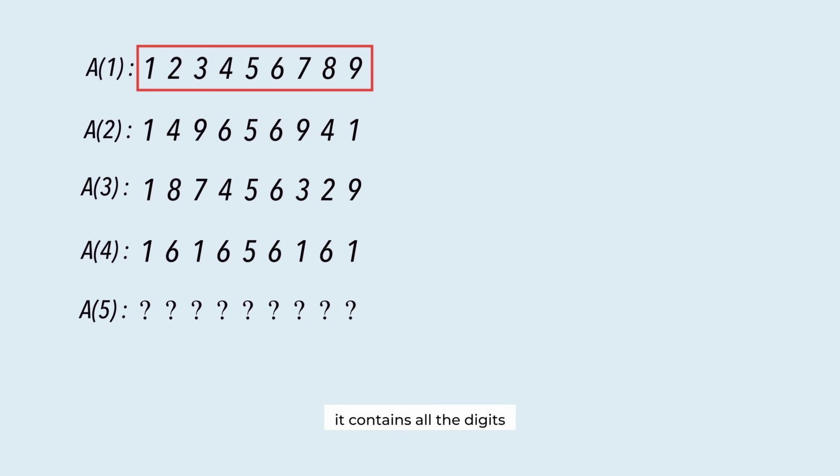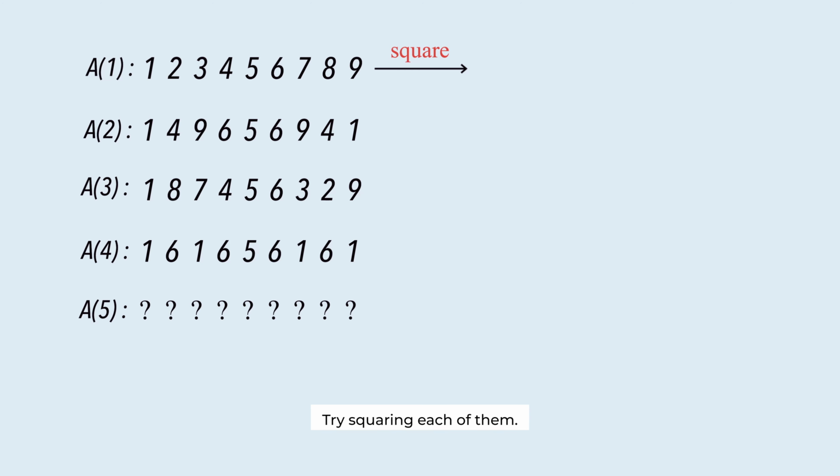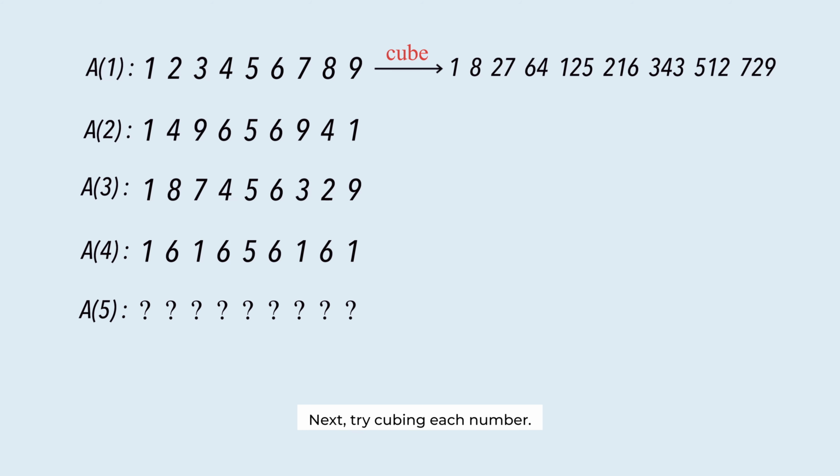It contains all the digits from 1 to 9 in order. Try squaring each of them. Keep only the last digit of each value. This is the second term. Next, try cubing each number. Keep only the last digit of each result. This is the third term.